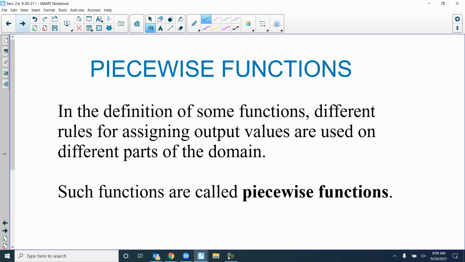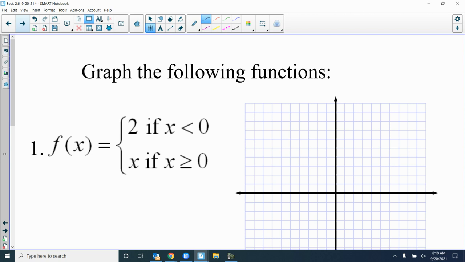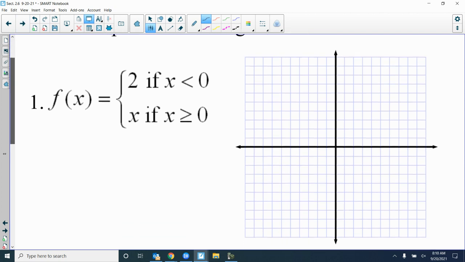All right, piecewise functions. In the definition of some functions, different rules are used for assigning different output values based upon the domain. Such functions are called piecewise functions. Okay, so you use one rule for a certain part of the domain, you use another rule. This is what it looks like. That first one's written out there for you, right? All right, f of x equals 2 if x is less than 0, and f of x equals x if x is greater than or equal to 0.